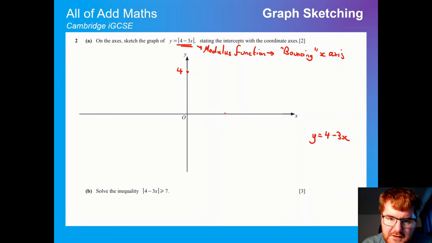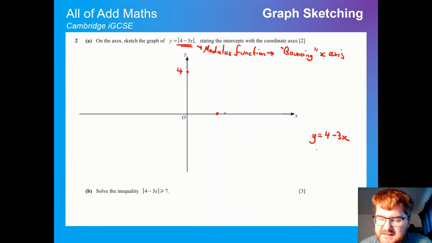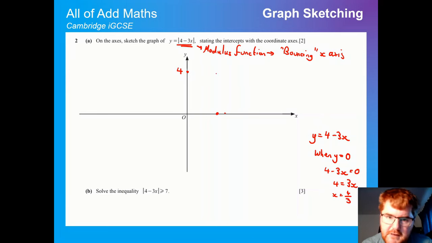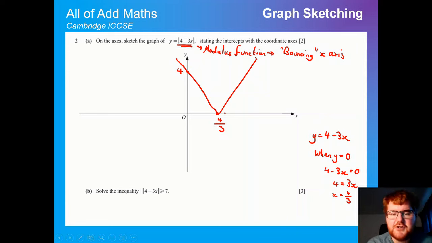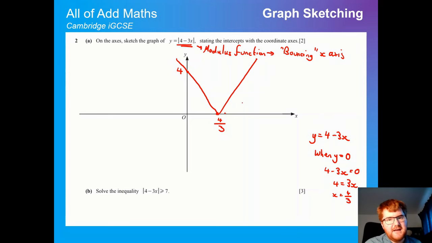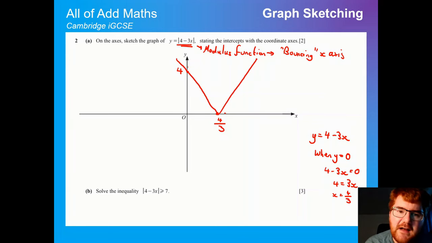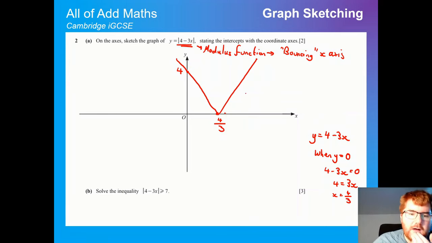So we can actually work out where it's going to cross the x-axis by setting y to 0. So when y is 0, we can work this out very quickly, that 4 minus 3x equals 0. So 4 is equal to 3x. Therefore, x is equal to 4 over 3. So we know it's going to go through at 4 over 3. So this is our standard straight line, but we know there's going to be a bouncing effect. So it's actually going to bounce over here. Now, the great thing about this question is we've kind of already solved it. We don't need to do anything with the right-hand side here because we've worked out where it crosses the y-axis and also crosses the x-axis as well.